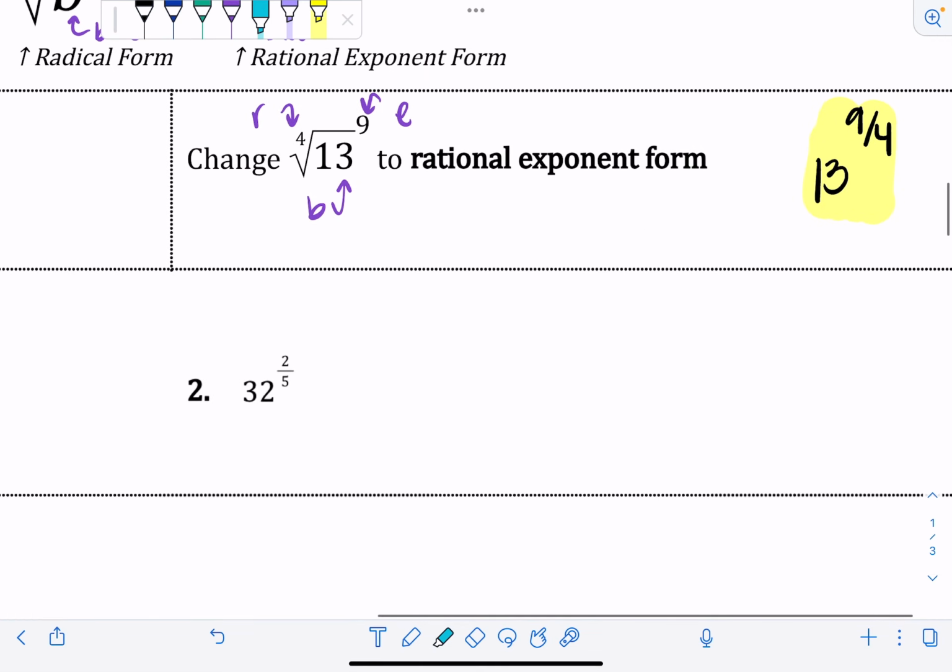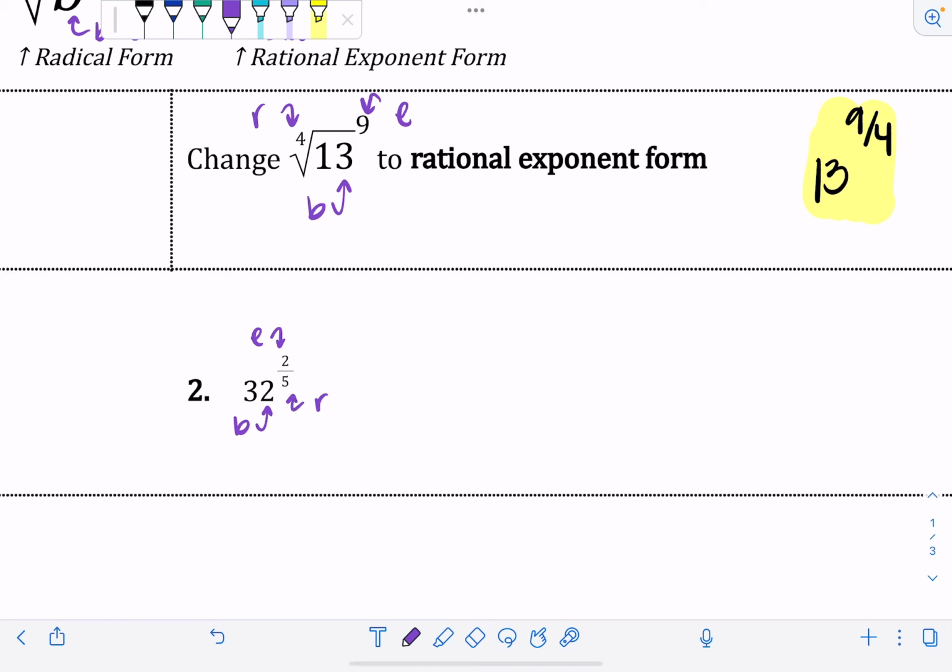Okay, and then number 2, we're going to go about it the same way, just figure out what b, e, and r are, and then switch them into radical form. So when it's in fraction exponent, rational exponent form, it's b to the e over r, and this would definitely be a good time to pause and see if you can do it on your own, and then use the video to check your answer.